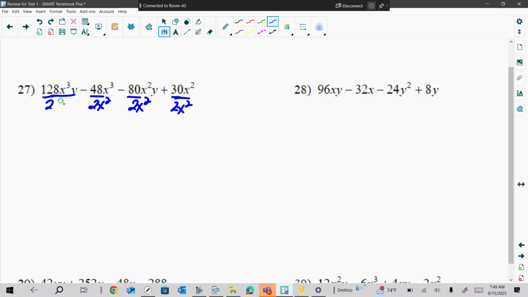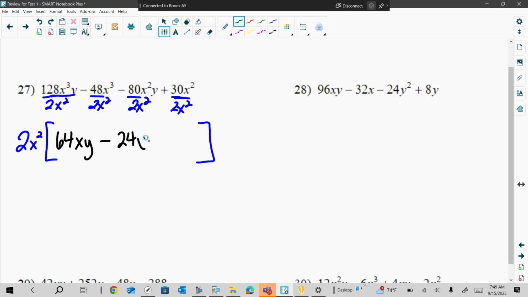I'm going to put that outside with the bracket because I still got grouping I'm going to do. So when I do that, we want to divide, the resulting factor we have is what? This would be 64. This would be just an x and a y minus 24x minus 40y. Let me move this over some more. And then plus 15.